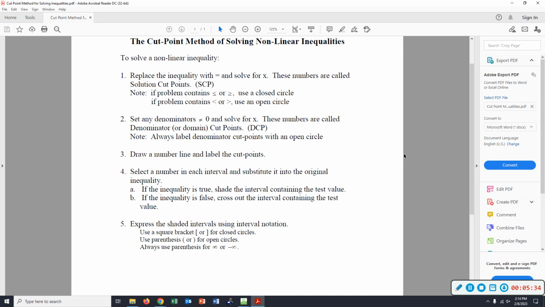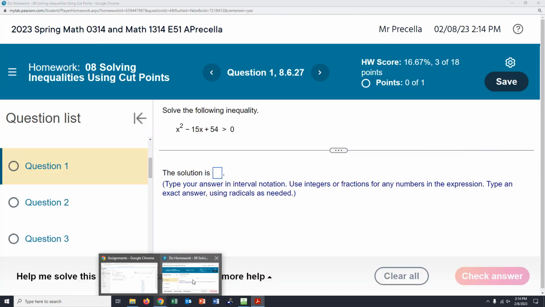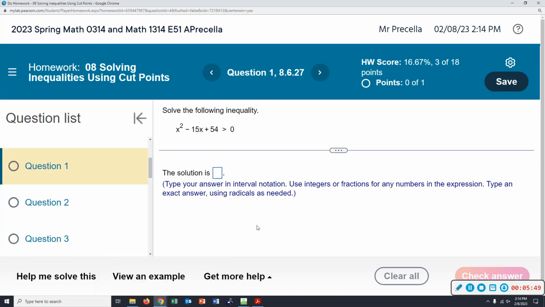Whatever you're doing, you can't get it done. You've got to draw the number line and test regions. And I think the last two problems, 11 and 12, should convince you of that. But let's just start with problem number 1, and we'll read through the recipe as we go along.